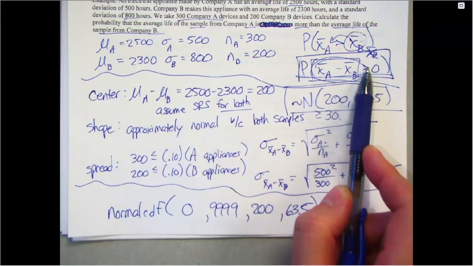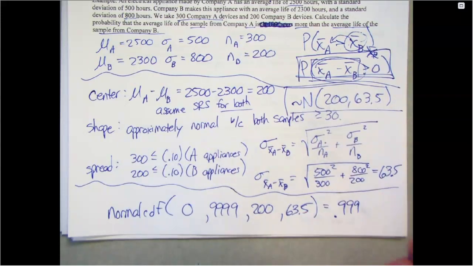Good? Yeah, because just reading the question, it says the sample average from company A is more than the sample from company B. So I thought the low would be the samples from company B, so like 2300.